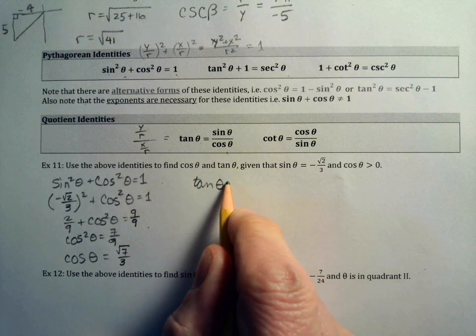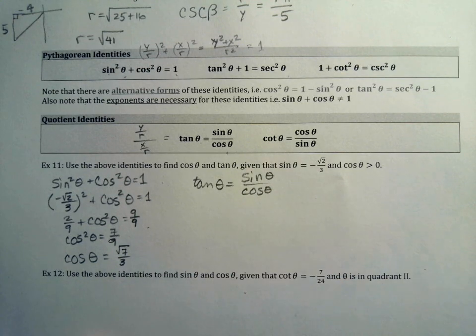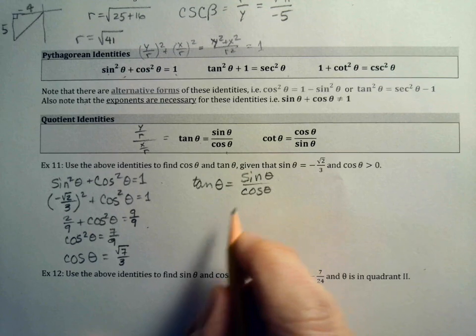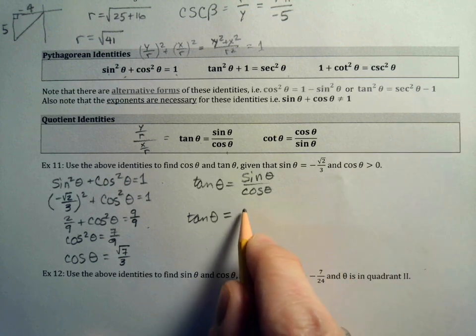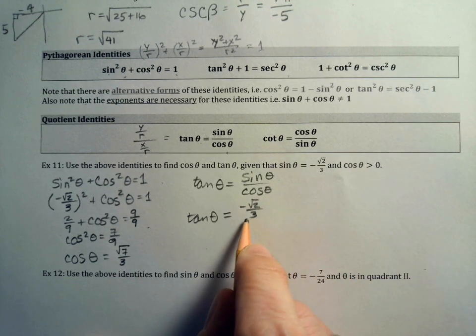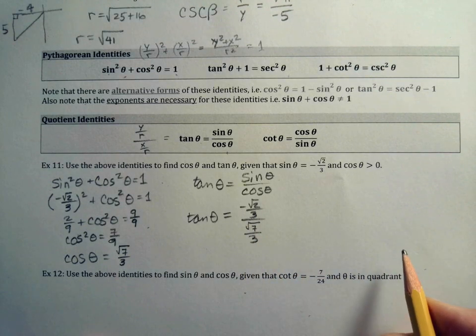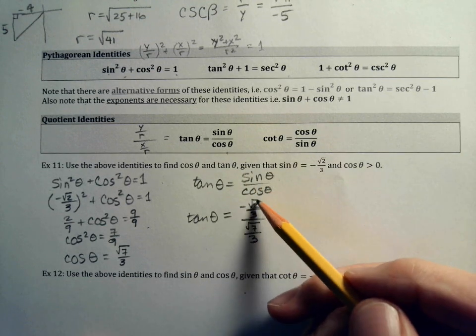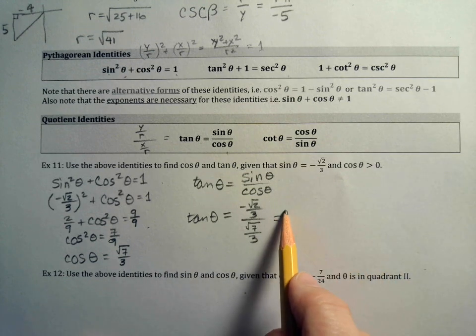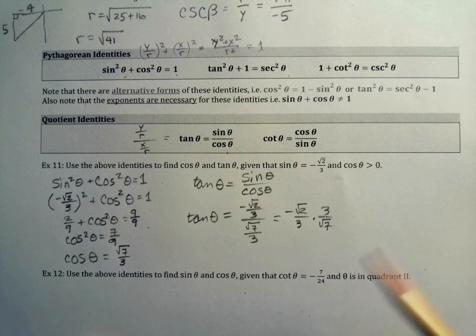Tangent theta is equal to sine theta over cosine theta. So let's plug in what we know here. Tangent theta then is equal to sine, which they gave us, negative square root of 2 over 3, over square root of 7 over 3. And so if we just use keep, change, flip here, a fraction divided by another fraction, it's negative square root of 2 over 3 times 3 over the square root of 7. So hopefully at some point you don't have to do this step that we learned in middle school.